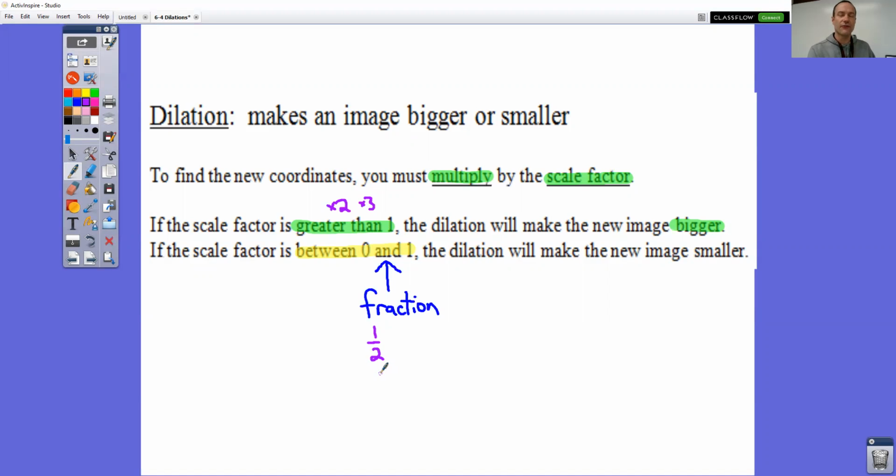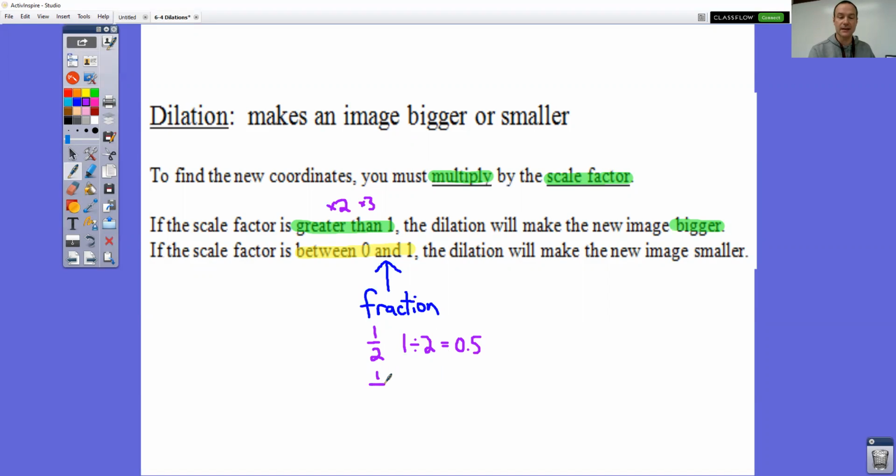Now, remember, to change a fraction into a decimal, you do the numerator divided by the denominator, or the top number divided by the bottom number. So to change 1/2 into a decimal, I would do 1 divided by 2. 1 divided by 2 is 0.5. So that would be our scale factor. That's what we would be multiplying by.